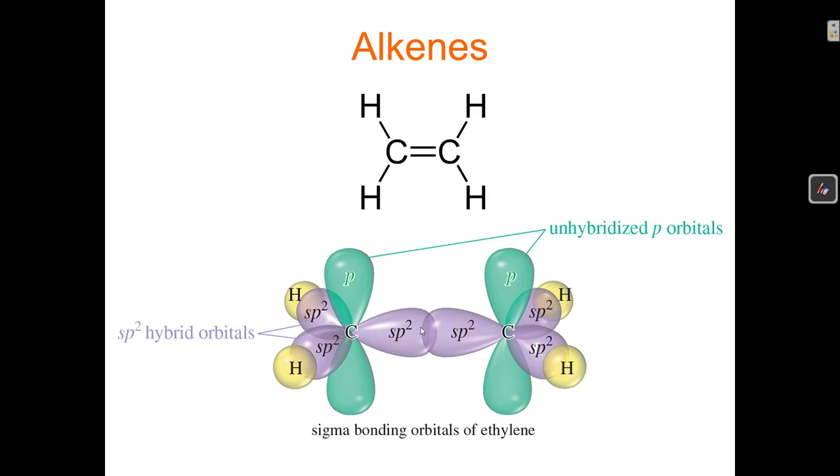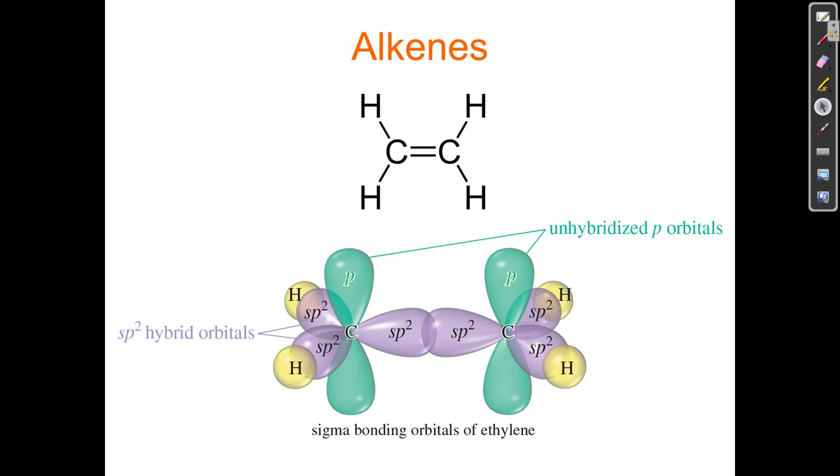Sigma bonds are able to rotate, they have this rotational symmetry, so that as the p orbital rotates, it does not disrupt this overlap. So this is one component of a double bond, the overlap between two orbitals containing an s component. And the other component of a double bond is the pi bond. And the pi bond is made by the parallel overlap of two p orbitals.